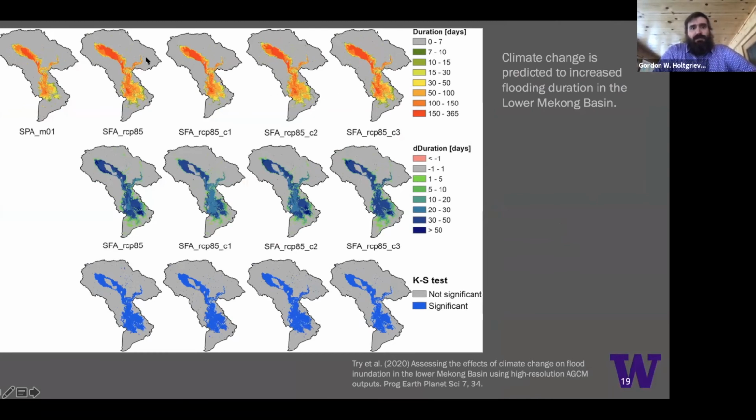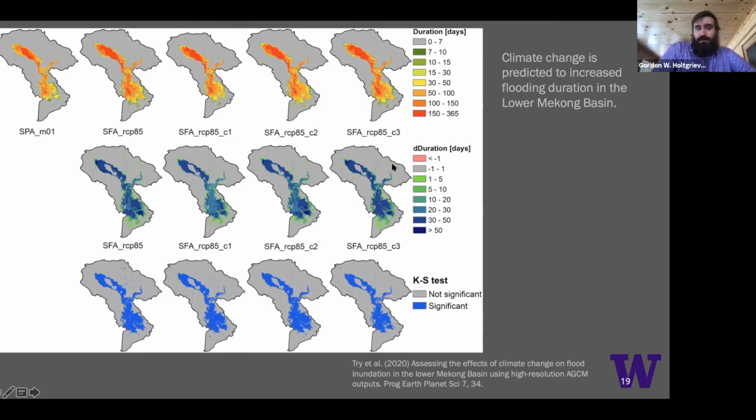Here's the lake. That red spot is a permanent lake, so it's always flooded. And then there's all the way to places that are only flooded for a couple days a year. This is reference over here, and then these are various climate scenarios. And what you look for, and this is the change in duration over time from reference condition. And as a result of climate change, you would expect this flooding to be longer.